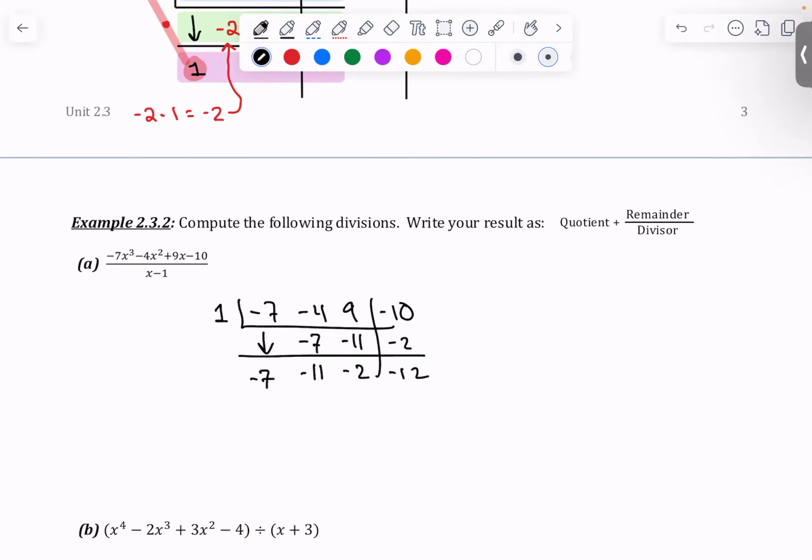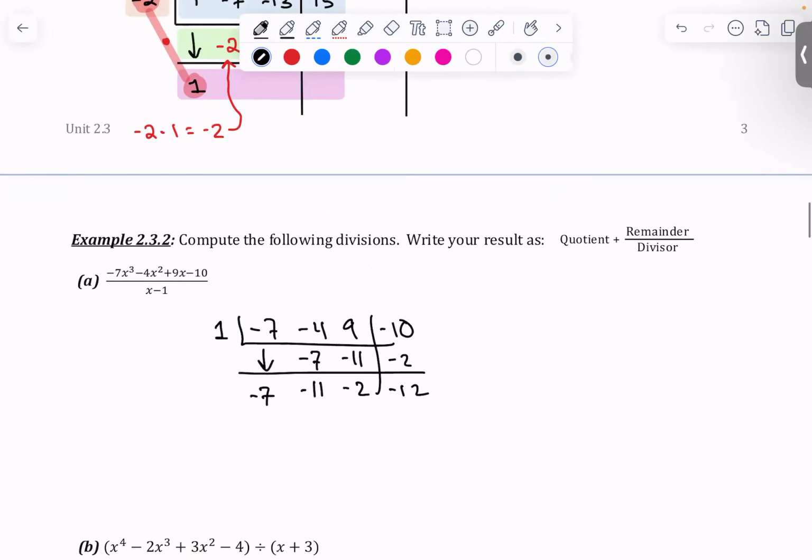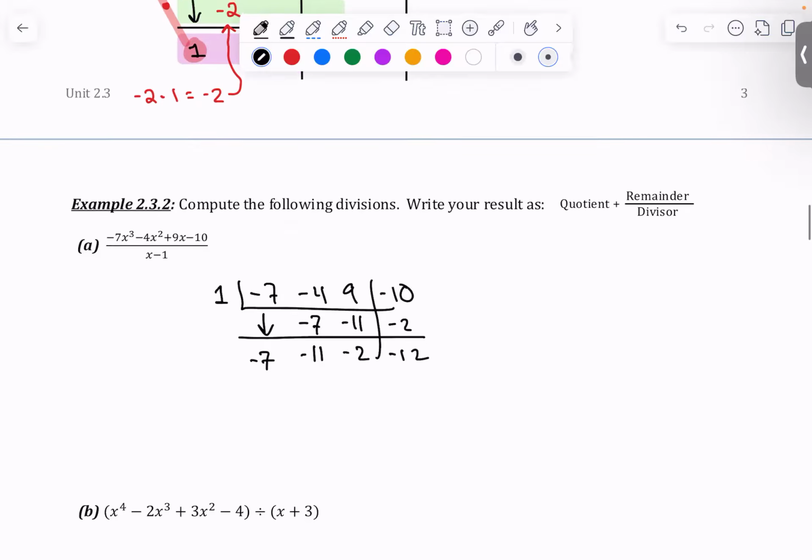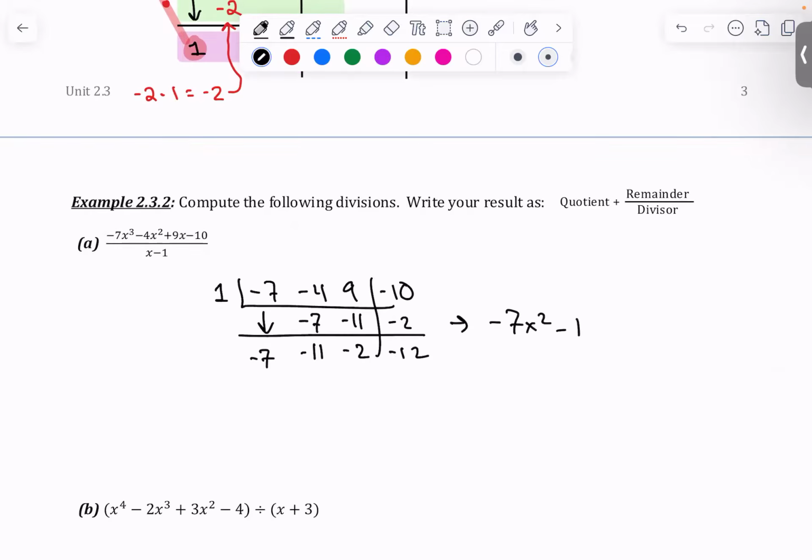So my answer is immediately, wait, I did change this. Let me make sure it's not the same as my notes. I want to check my work. Okay, yep, that should be it. So the answer is going to be negative 7x squared minus 11x minus 2 plus negative 12 over x minus 1. Isn't that fast?